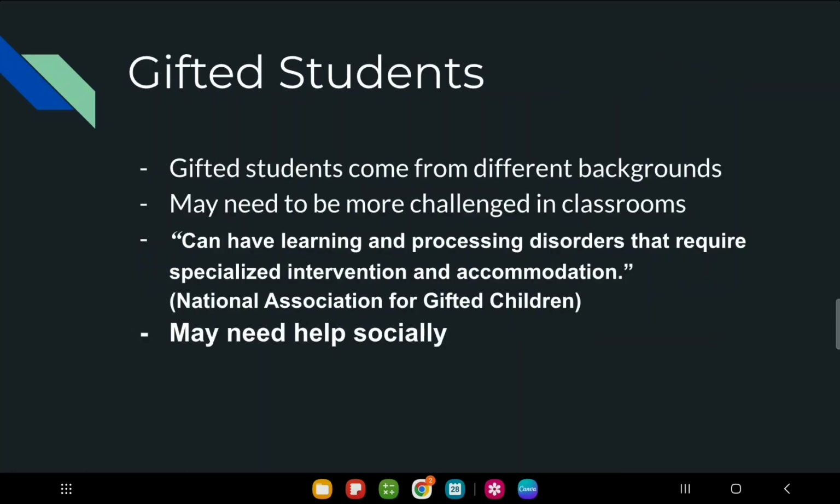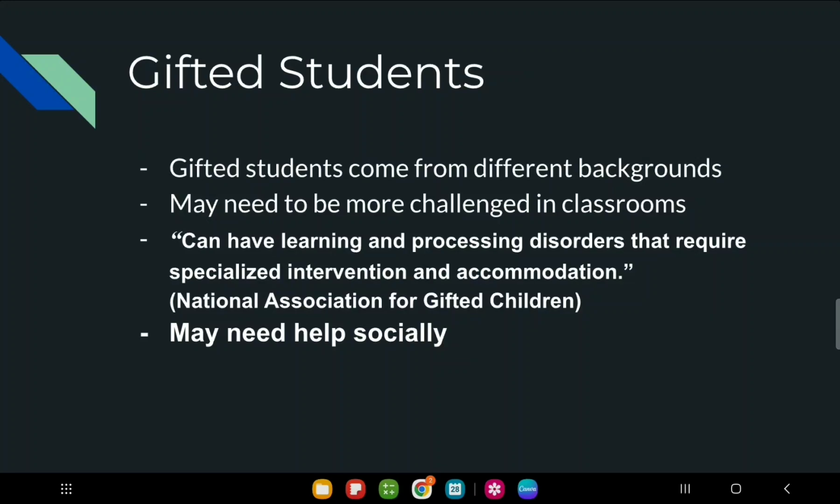Gifted students are students that perform at a higher level in education when compared to other students in the same age grade. They come from different populations of race, culture, and ethnicity. A gifted student may need to be more challenged in a classroom when it comes to testing, assignments, and activities.